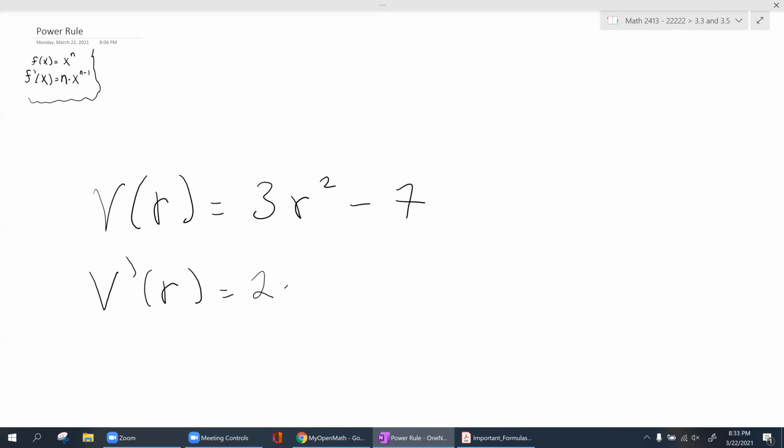This is going to be 2 times 3 times r to the 2 minus 1. And I have a constant, -7. What's the derivative of a constant? 0, right? It's always 0. Meaning v prime of r is equal to 6r. That'll be my derivative.